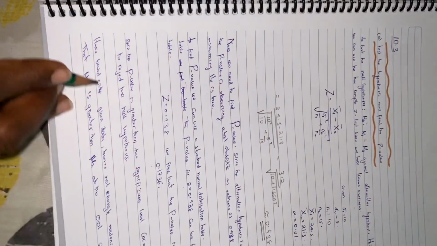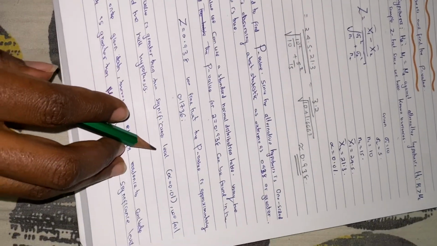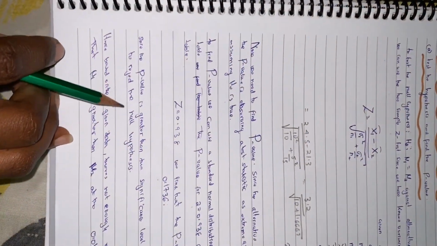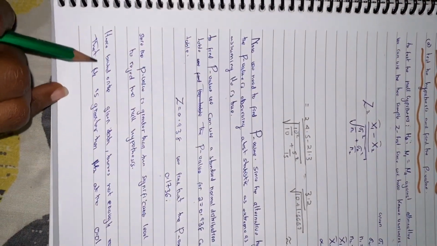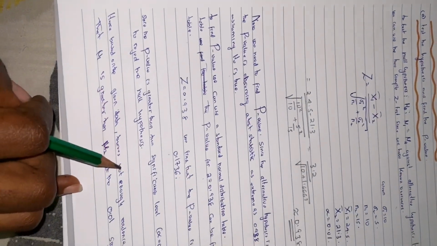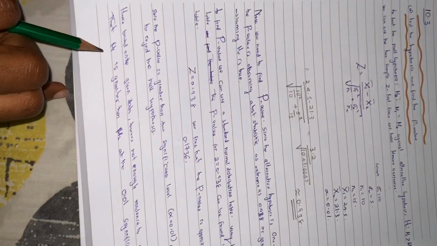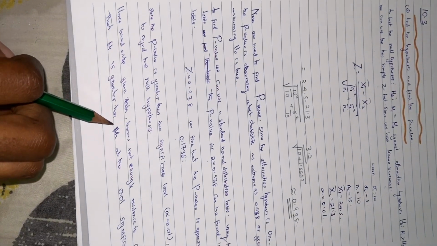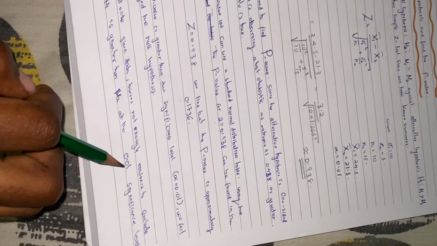0.1736. Since the p-value is greater than the significance level of 0.01, we fail to reject the null hypothesis. Hence, based on the given data, there is not enough evidence to conclude that mu1 is greater than mu2 at the 0.01 significance level.